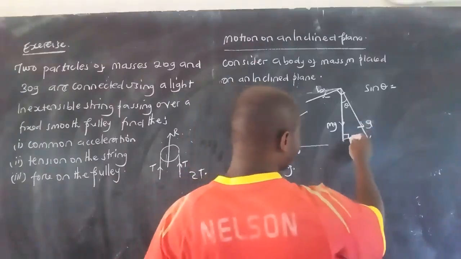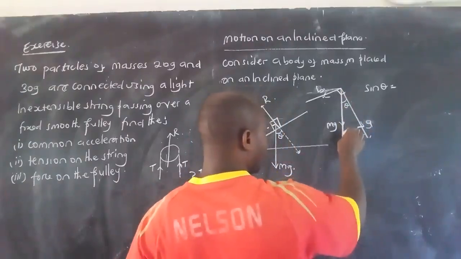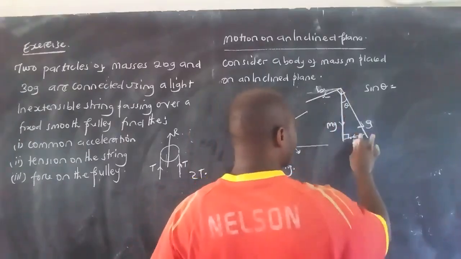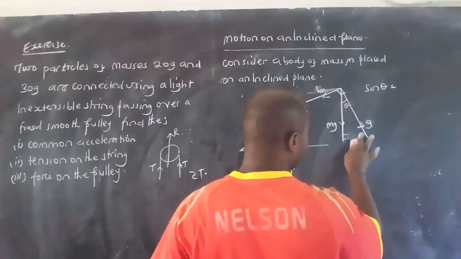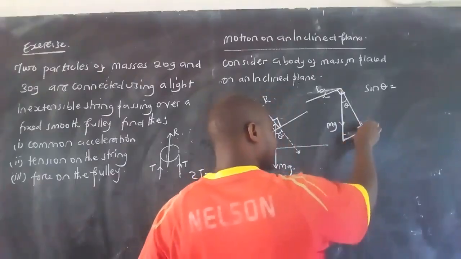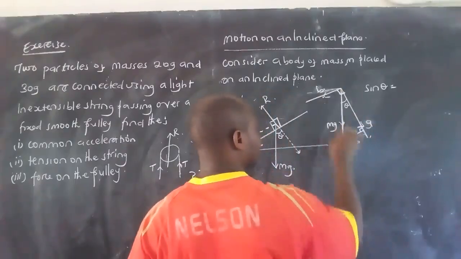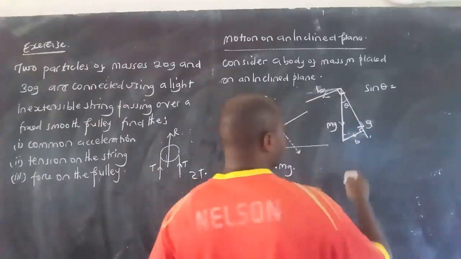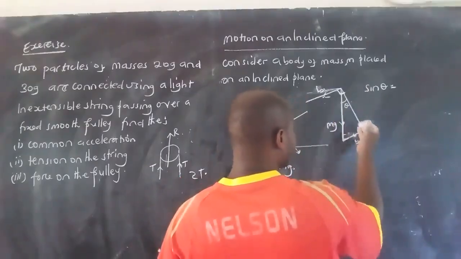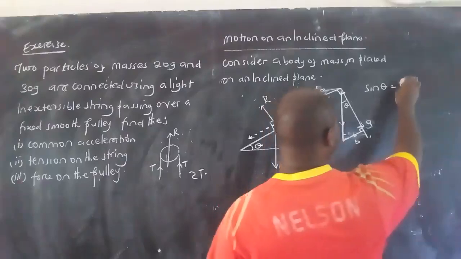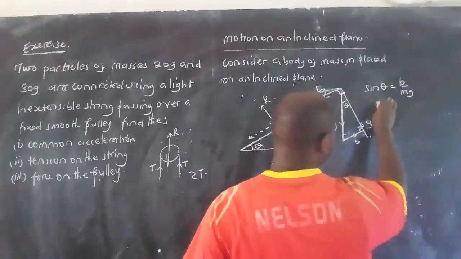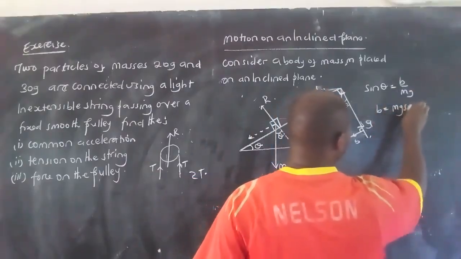So our adjacent is this, okay? If this makes 90, then 90 is here. This is perpendicular to this one. That means it is like this. It is here, okay? So what is our adjacent? Adjacent will now become this one. The opposite, the hypotenuse. So this is opposite, that is B, divided by hypotenuse, which is mg. So B will become mg sine theta.